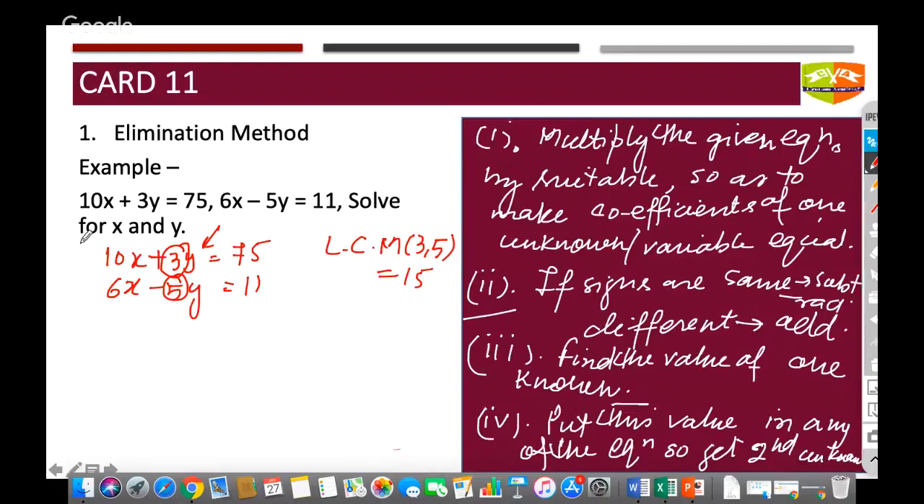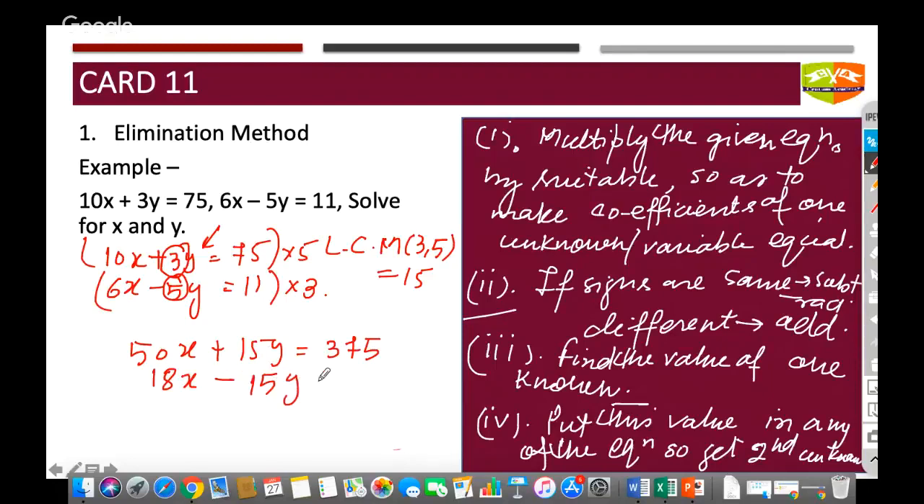So if I have to make this 15, I'll multiply this by 5 and I'll multiply this by 3, because 5 into 3 is 15. So this becomes 50x plus 15y is equal to 75 into 5, which comes out to be 375. And multiply this with 3, you get 18x minus 15y is equal to 33.